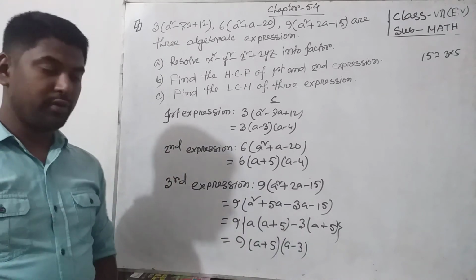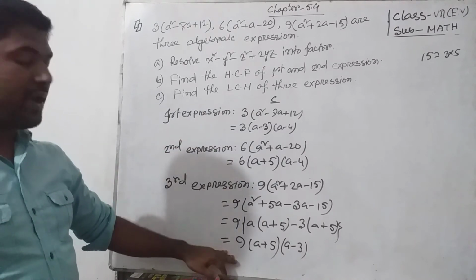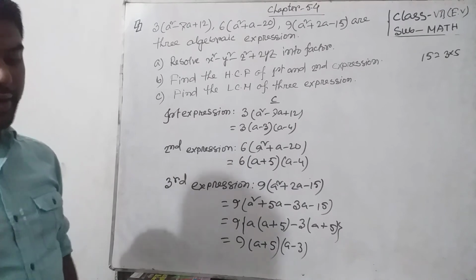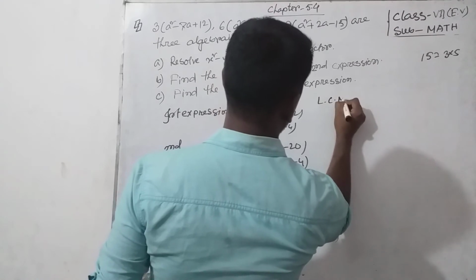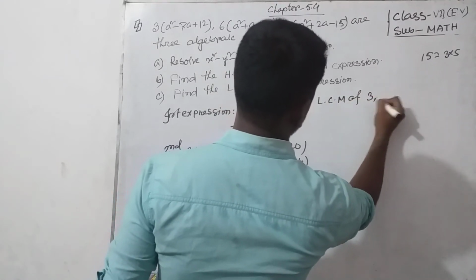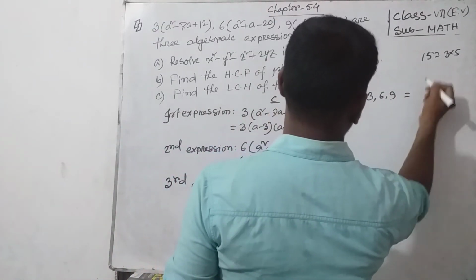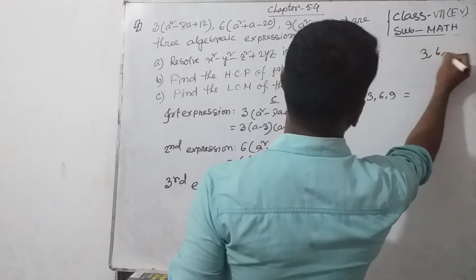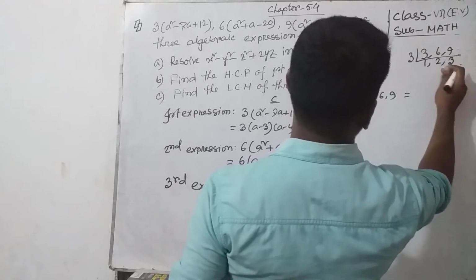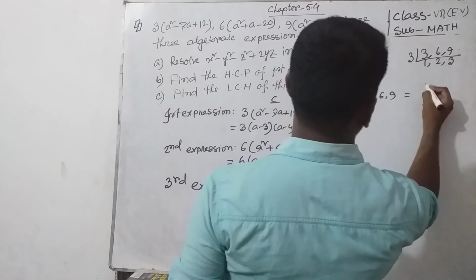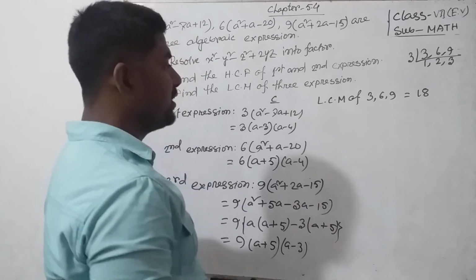Same way we find out the LCM of 3, 6 and 9. It will be 3, 6, 9. We can write it 1, 2 and 3. Then it will be 18. Okay, LCM of 3, 6, 9 equal 18.